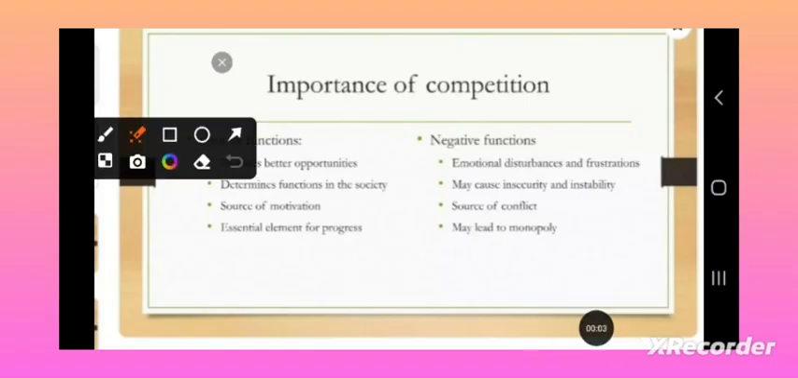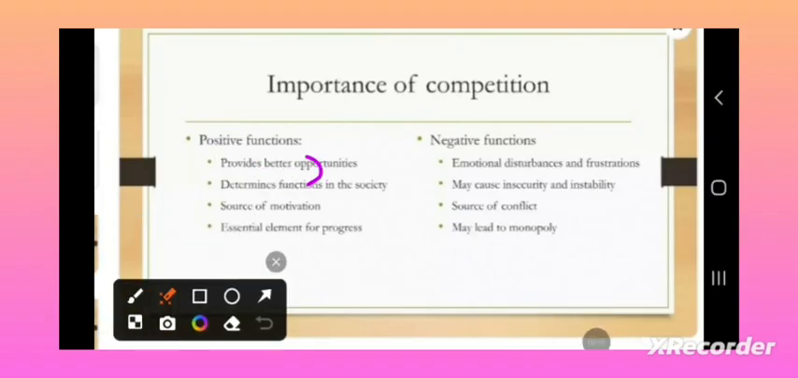The importance of competition. Positive functions: it provides better opportunities, a decentralized function in society, and a source of motivation, an essential element for progress. Negative functions: emotional disturbance and frustrations may cause insecurity and instability. It is a source of conflict and may lead to monopoly.